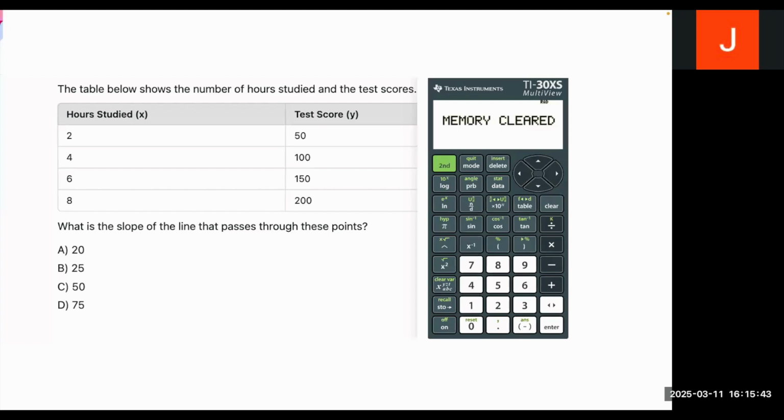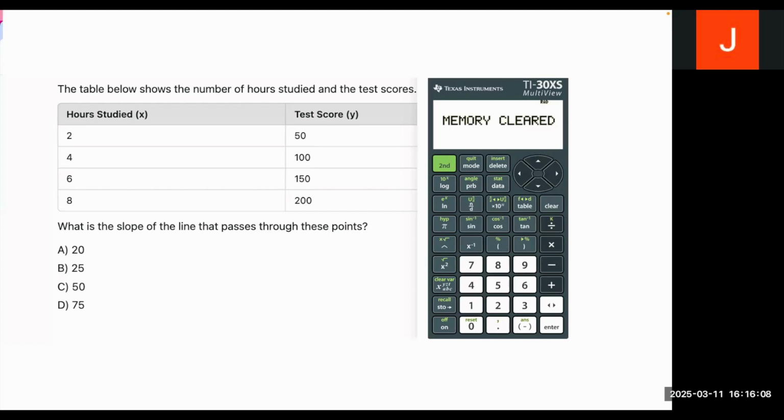Okay, we're going to talk about slope questions. Slope questions are going to come up often on a lot of standardized tests. And slope can be misunderstood because it's sort of a strange word for what they're looking for. So right here, we have a word problem that says the table below shows the number of hours studied and the test scores, and it's in a table. And the question is, what's the slope of the line that passes through these points?